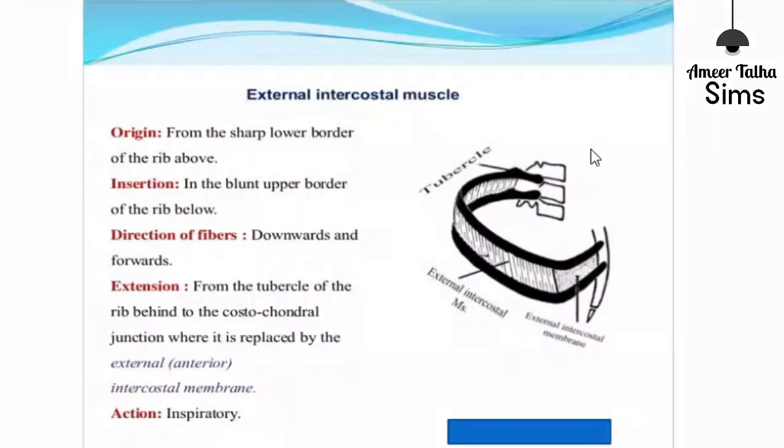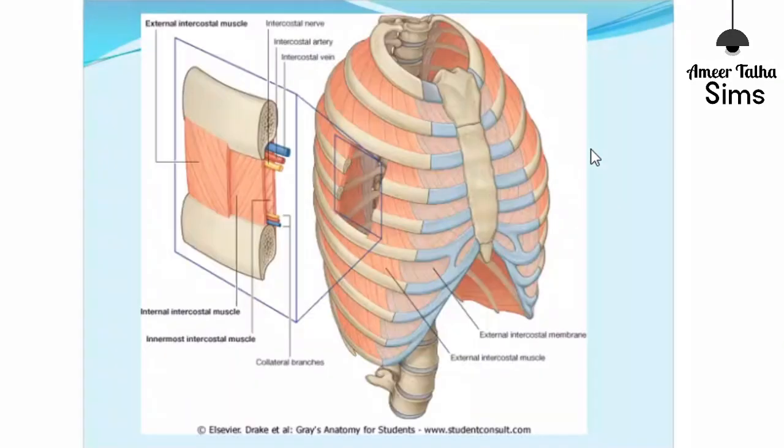To understand the attachments and fiber direction of the intercostal muscle, see this diagram. This is the cut section. The outer layer of muscle is external intercostal muscle, which originates from the lower border of the upper rib and inserts on the upper border of the lower rib.